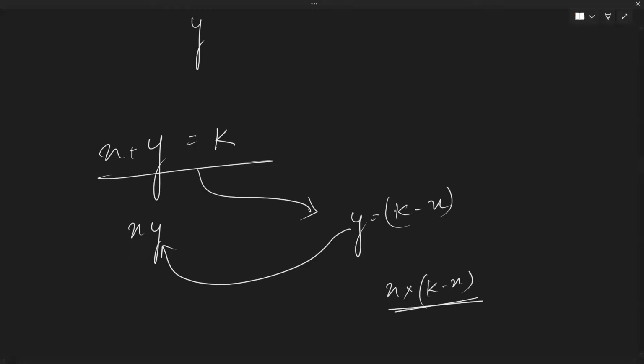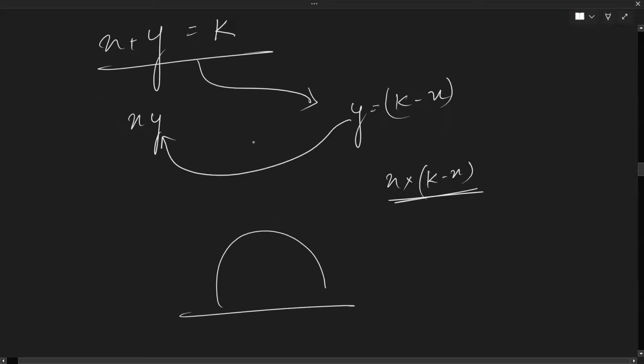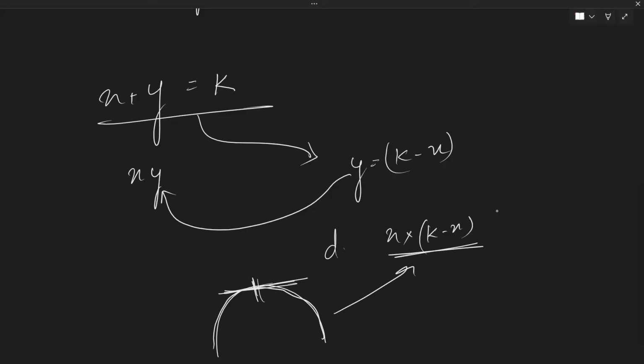If you know, this is a parabola, a downward-shaped parabola, something like this. And we need to find the point of maxima. How to find it? Just differentiate this. Why differentiate? Because differentiation is basically finding the slope of this curve. We'll equate the slope to zero, basically finding the point of maxima. At this point, the slope of the tangent is zero.